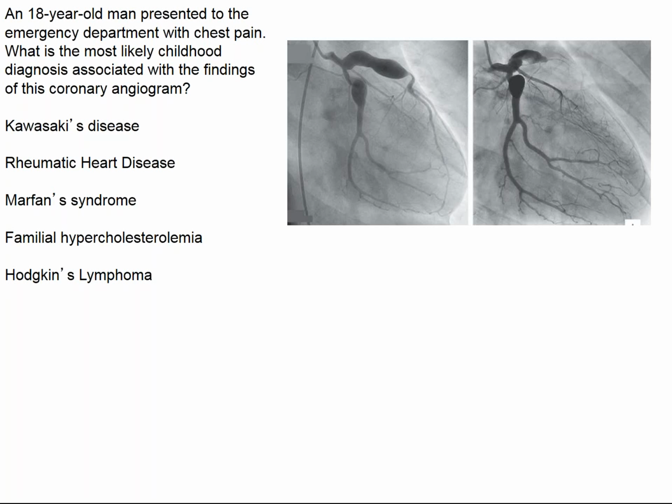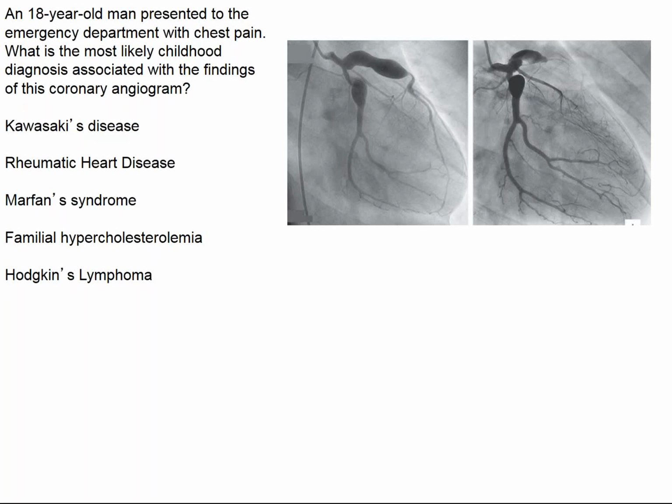19th of December, 2018. The image in the New England Journal this week concerns an 18-year-old man who presented to the emergency department with chest pain, 18 years old. And this is a coronary angiogram. And the one on the left, we can see the right coronary artery and the left anterior descending coronary artery. And we see striking aneurysmal dilatations in the proximal coronary arteries.